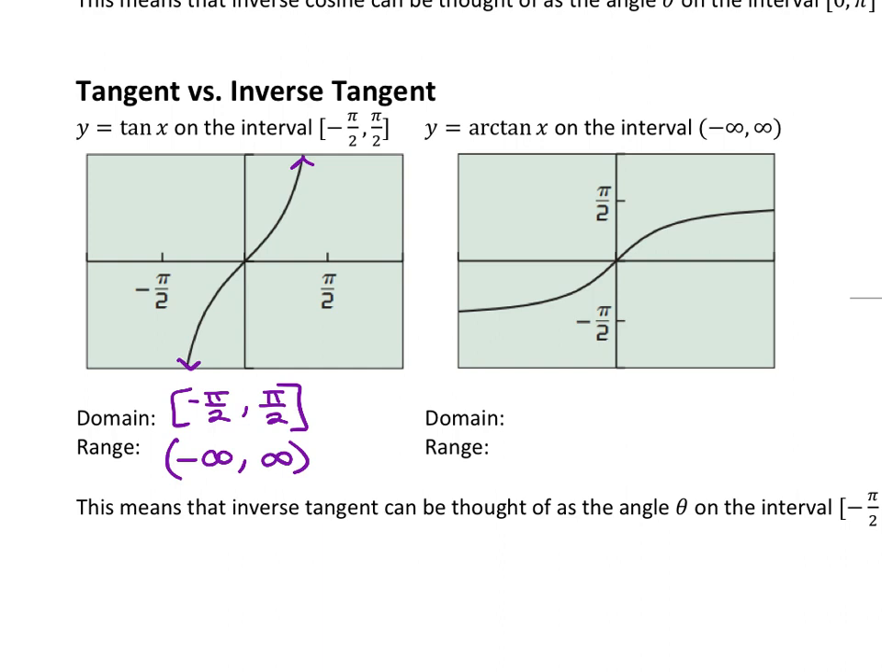So when we do inverse tangent, the domain is going to be all real numbers, and the range is going to be from negative pi over 2 to pi over 2. So you can plug any number into arctangent, and you should be able to get an angle out of it. The angle should be between negative pi over 2 and pi over 2.